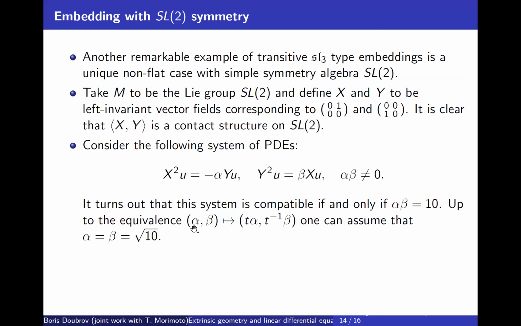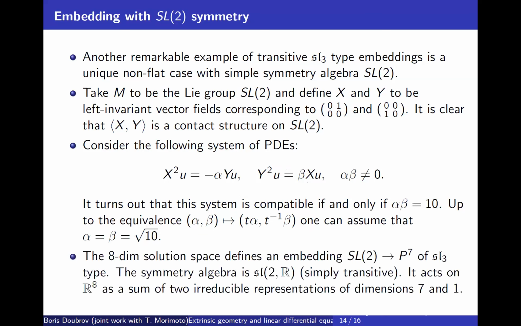And there is also a natural equivalence relation here, so you can scale alpha by t and then divide beta by t as well. So to have everything nicely and symmetrically written, we can normalize both alpha and beta to square root of 10. Seems to be the most natural normalization. And then it's a compatible system. It has exactly 8-dimensional solution space and gives us the embedding with a simply transitive symmetry algebra SL2.